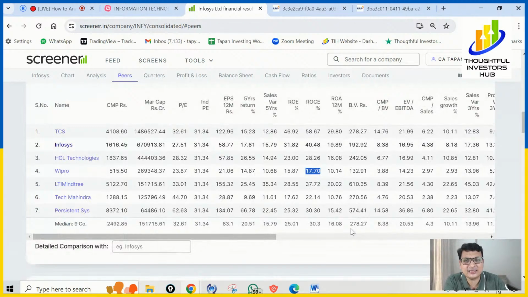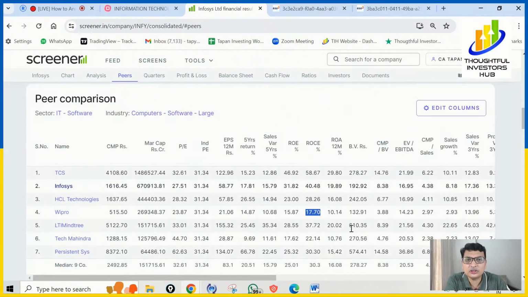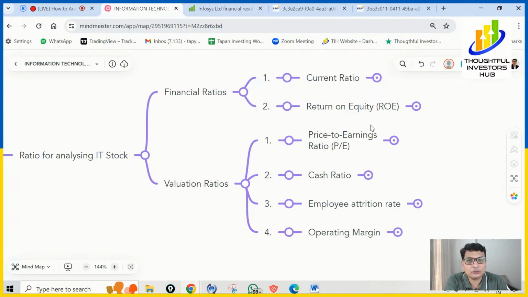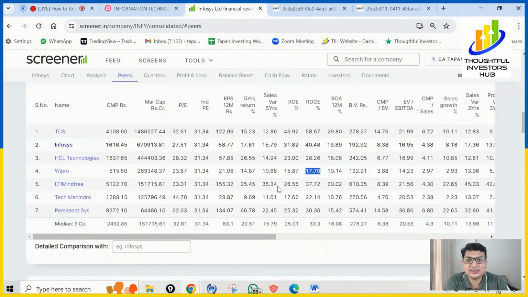I don't want to extend this session much more, because I want to keep this a short session, just to make you understand how to analyze a stock of an IT company. These are the main ratios which I spoke about: current ratio, ROE, price to equity, cash ratio, employee attrition, operating margin, and how you can compare them with each other. Now, guys, you can ask me any question you want, and we want to keep this session short. I don't want to make it too long, but yes, you can ask me any question you have, and I will answer it. I know I have not covered everything fully, but these are the main points.